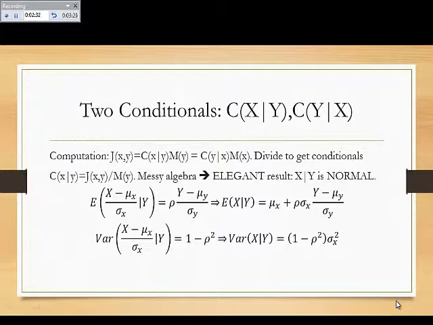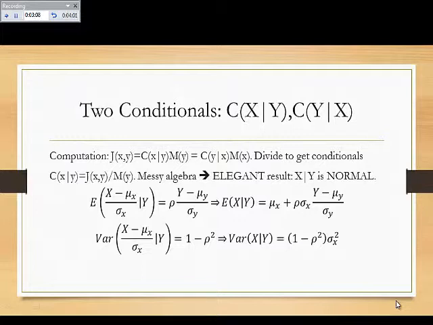Basically, if you remember that x given y is normal, then all we need is the expected value of x given y and the variance of x given y. Once we have the mean and the variance, then we know what the normal density is. So the expected value of standardized x given y is just rho times the standardization of y. So that's very simple. Rho is the correlation coefficient.